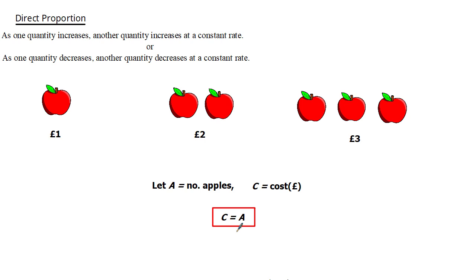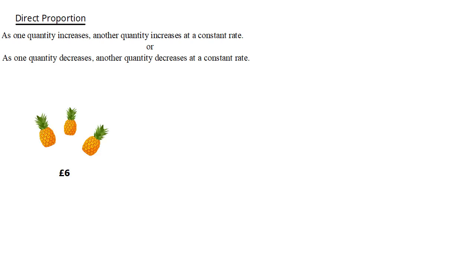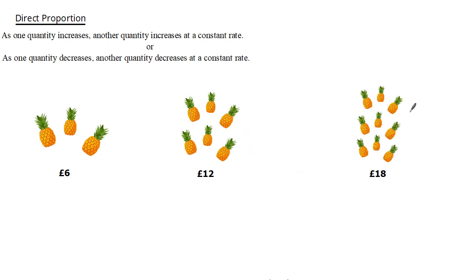Let's have a look at another example. If 3 pineapples cost £6, 6 pineapples cost £12, and 9 pineapples cost £18, can you see the relationship between the number of pineapples and the cost in pounds? Notice that the cost in pounds in this scenario is twice the number of pineapples.